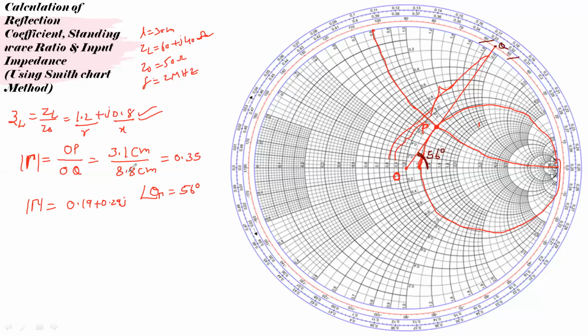Now the first question, gamma has been identified. Next we need to calculate the value of S. For that it is easy to get. You have to draw the circle with the radius OP and center O. Draw the circle. You need an instrument for this, a compass is required.